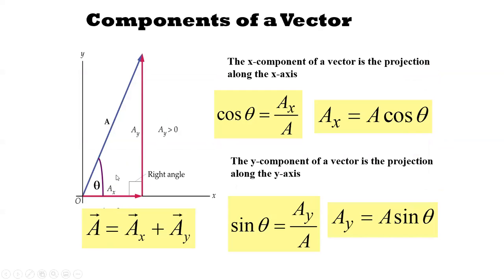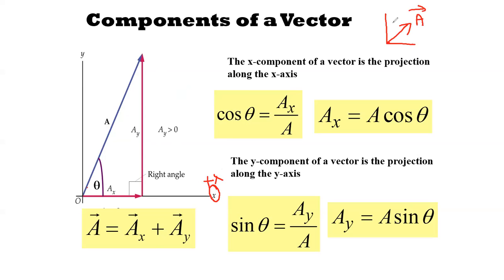Okay, all right, now let's look at how to get the components. I'm not going to use anything new. I'm going to use whatever we just learned, which is the cosine and sine relations. Let's look here, this is my x direction. I would call this my positive x, positive y. Now this is my vector A.